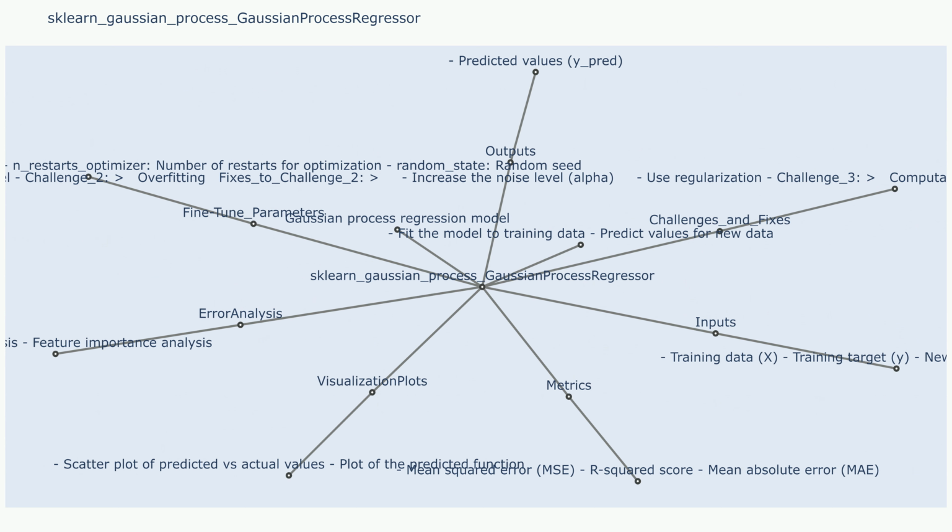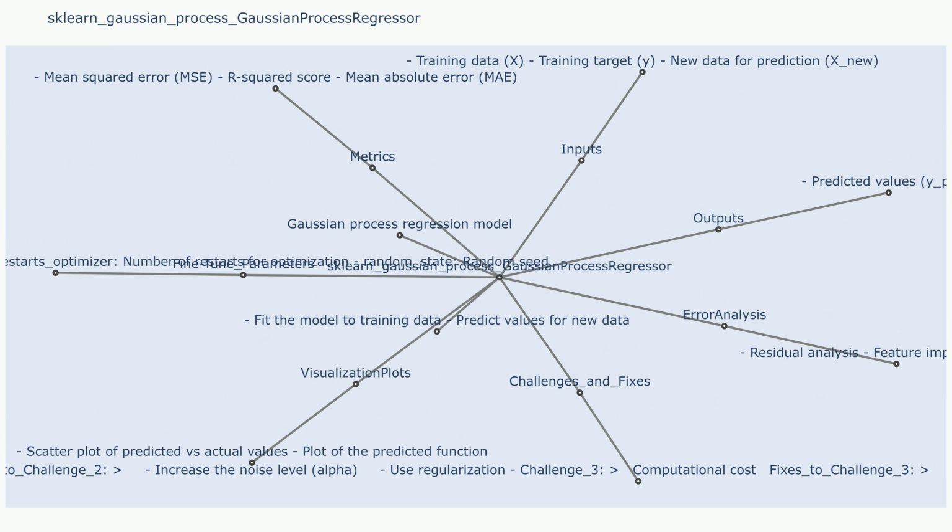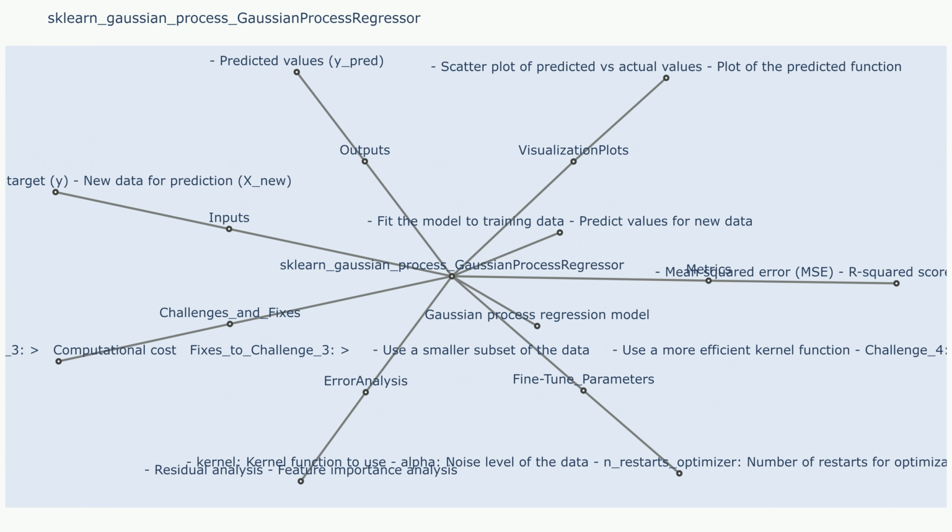Visualization plots. Prediction plot. This visualizes your predictions along with the confidence intervals. It shows how well your model fits the data and how uncertain your predictions are. Kernel function plot. This illustrates the kernel function you chose, showcasing its influence on the smoothness and shape of your predictions. Fine-tune parameters. Kernel. This determines the type of covariance function used to model the relationship between data points.